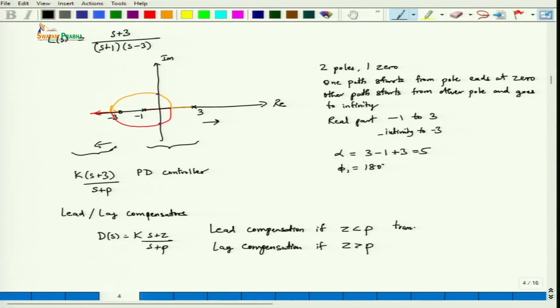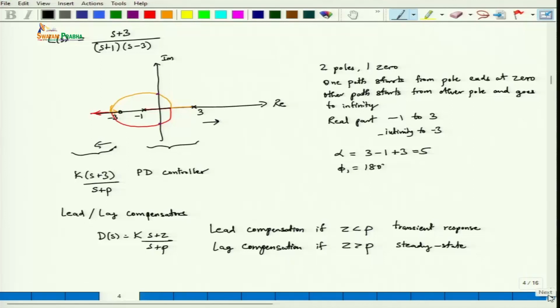So these lead compensators are basically used to compensate for the transient response, that is, to get a desired transient response, whereas the lag compensation is more concerned with the steady state. So we will see how to design these lead lag compensators based on what we have discussed about time domain specifications and the root loci using an example.